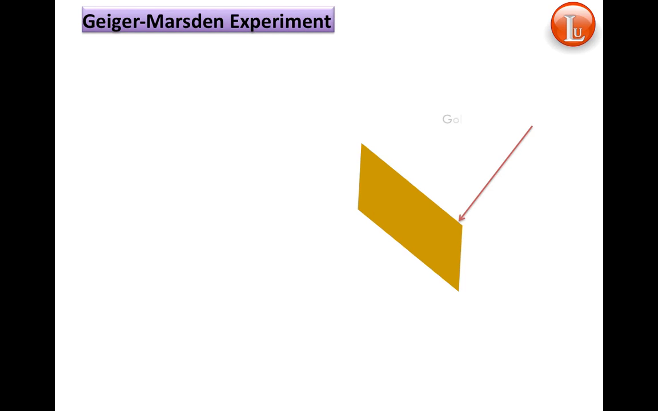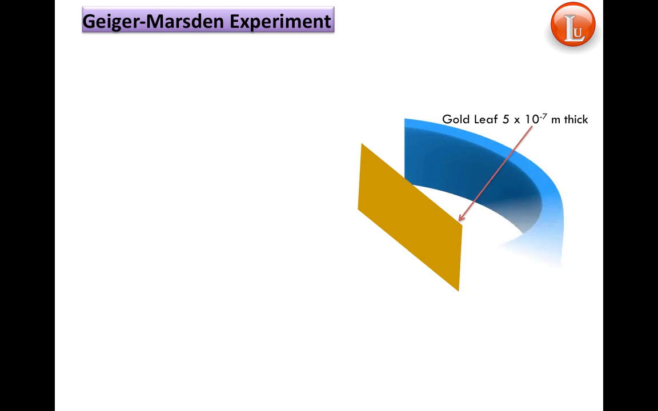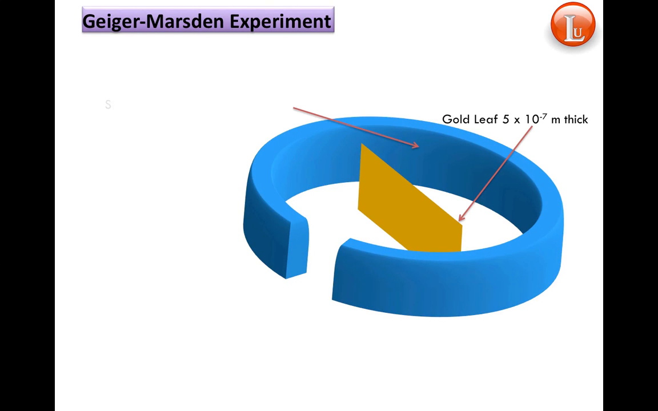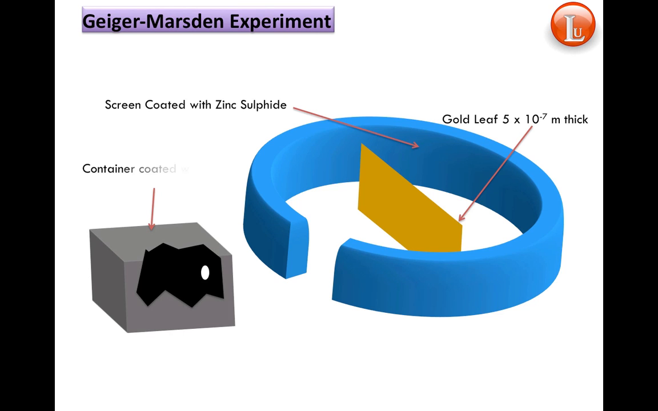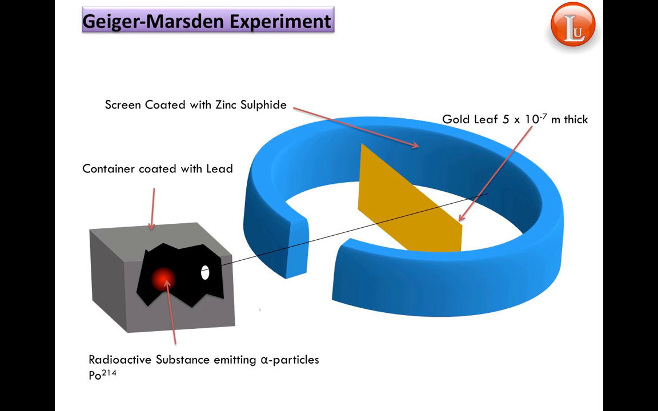A gold leaf that was 5 into 10 to the power minus 7 meters thick was taken. It was then surrounded by a circular screen that had been coated with a paint of zinc sulfide. A vessel coated with thick lead contained radioactive polonium-214, an alpha particle emitter. This is the path of the alpha particles.